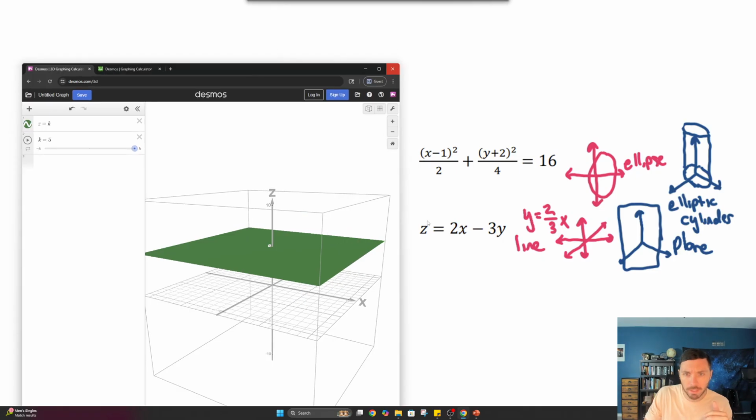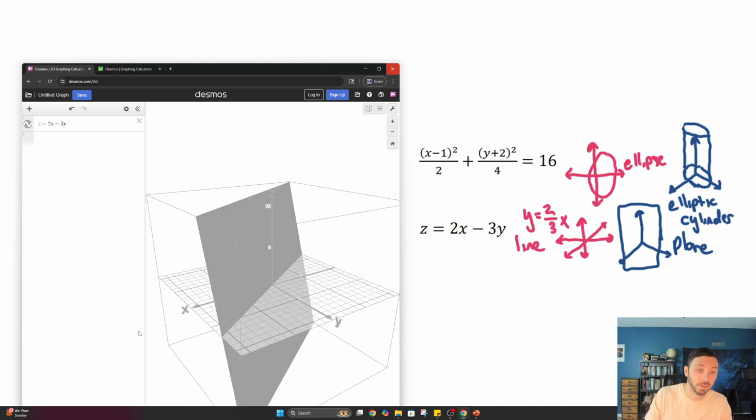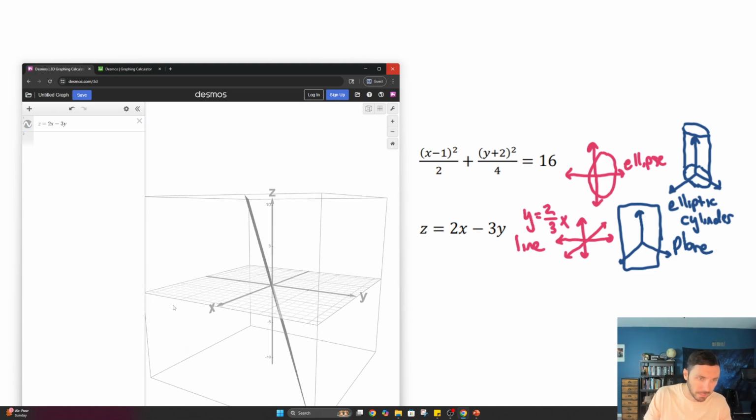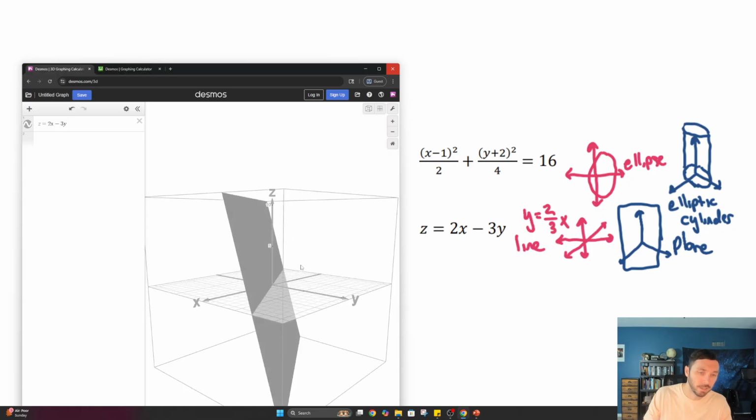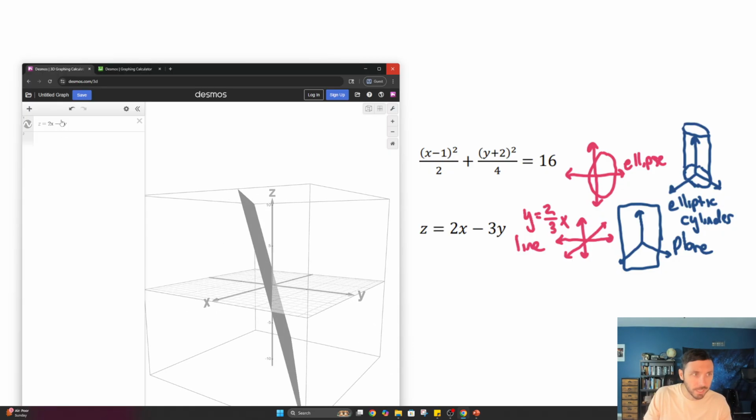All right, then looking at the last case, if I were to graph z is equal to 2x minus 3y, of course, it's going to graph the plane right away, and that's how we get that sloped angle. We create it as a coefficient of x, y, and z. z has a coefficient of 1 here technically.